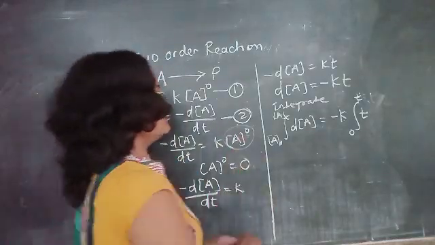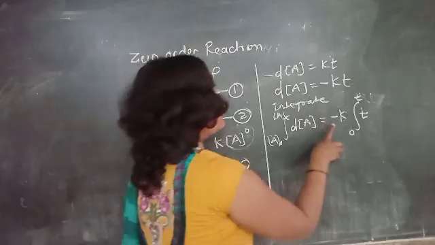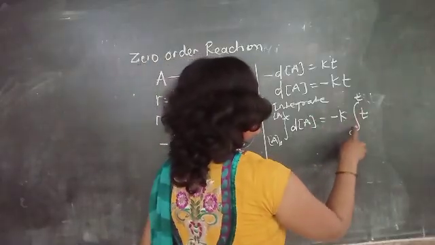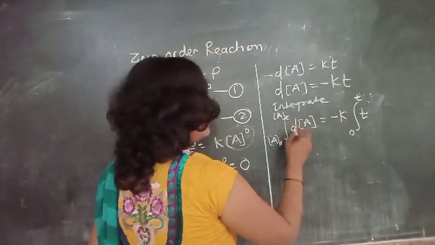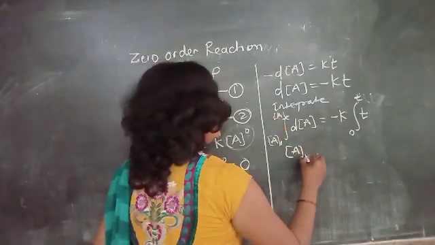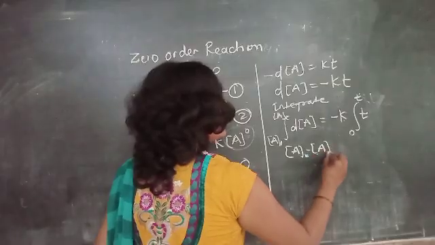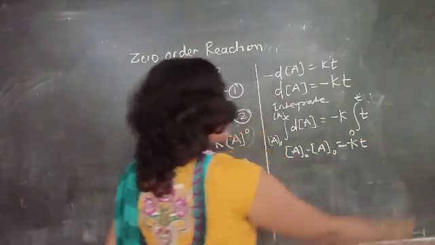Let's integrate this equation. When we integrate dA from A0 to At, it is equal to minus k, and integration of dt from 0 to t. After integrating, we get higher minus lower, so you will get At minus A0, which is equal to minus kt.